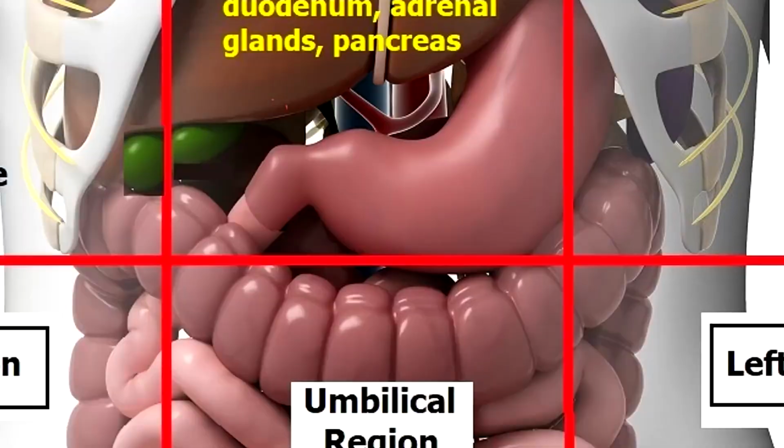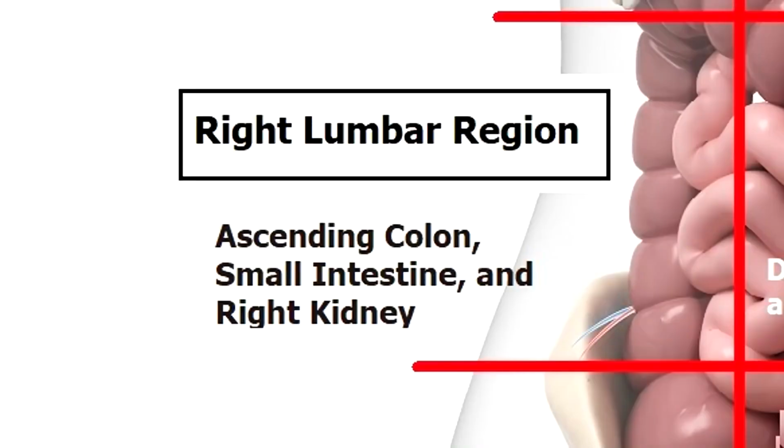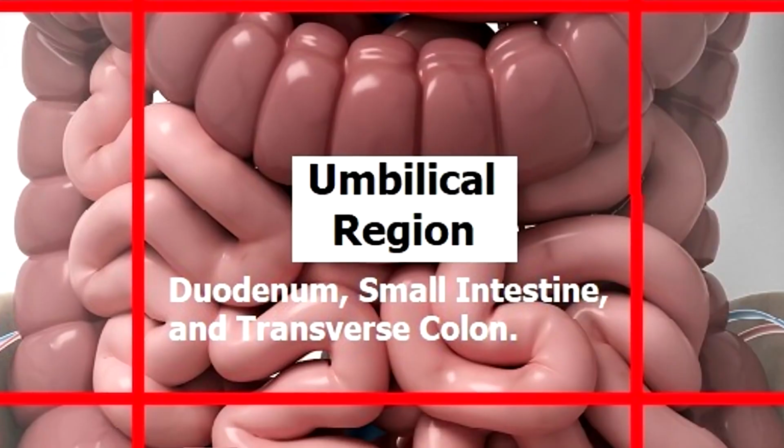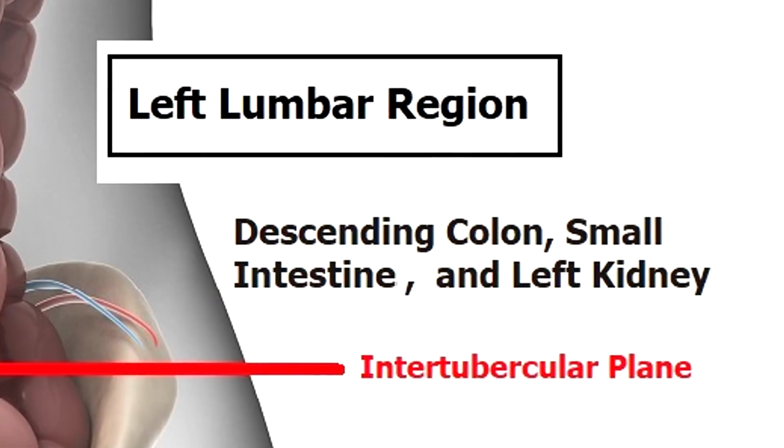In the left hypochondriac region, you'll find the spleen, the large and small intestines, the left kidney, pancreas, stomach, and tip of the liver. In the right lumbar region, you'll find portions of the ascending colon, small intestine, and the right kidney. In the umbilical region, you'll find the duodenum, the small intestine, as well as the transverse colon. In the left lumbar region, you'll find parts of the descending colon, the small intestine, and the left kidney.